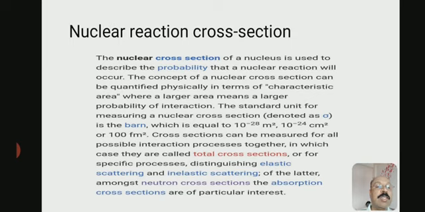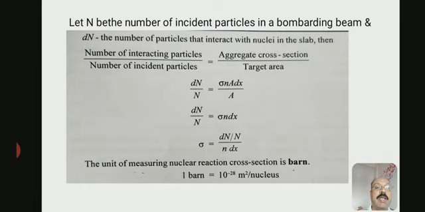Cross sections can be measured for all possible interaction processes together, in which case they are called total cross sections, or for specific processes, distinguishing elastic scattering and inelastic scattering among the latter. Amongst neutron cross sections, the absorption cross sections are of particular interest.